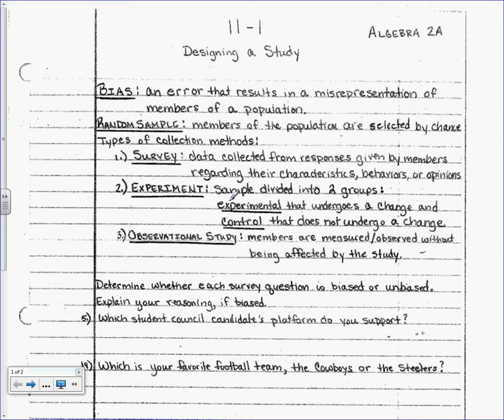Observational study. Members are measured or observed without being affected by the study. For example, when Mr. Lewis comes in to observe my classes, technically we're supposed to behave the way that we always do, right? Some classes clam up and don't say anything. Some classes say more than they normally would, but the general idea is that he doesn't affect our behavior. So if, for example, someone were to misbehave, he is not supposed to step in. He is just supposed to observe and see how I react to the situation. Does that make sense to you?